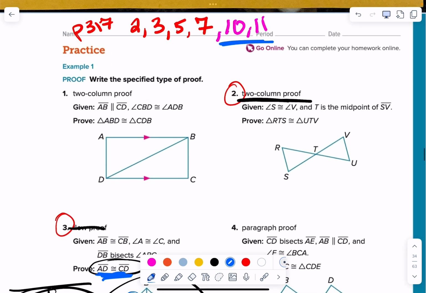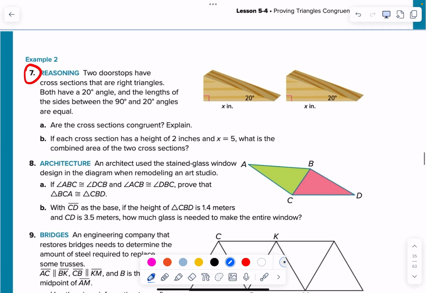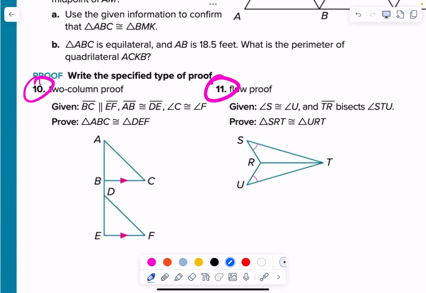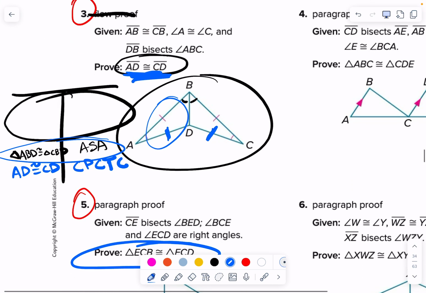Let me see if there are any other ones that do that. You had to do 2 and 3 and 5. Is 5 that way? No. Is 7 that way? No. I just added 10 and 11. Are they that way? No. So the only one that's that way is number 3. Okay? So just so you know, if they don't say prove that the triangles are congruent, yes, you still have to do that, but the last step will be CPCTC.